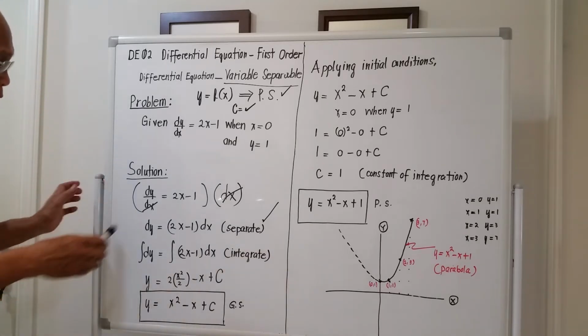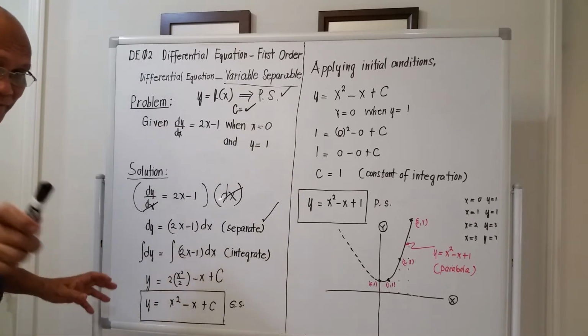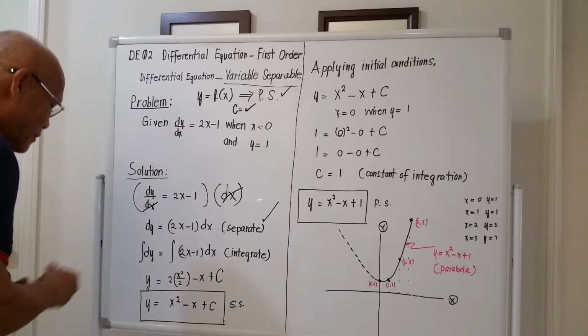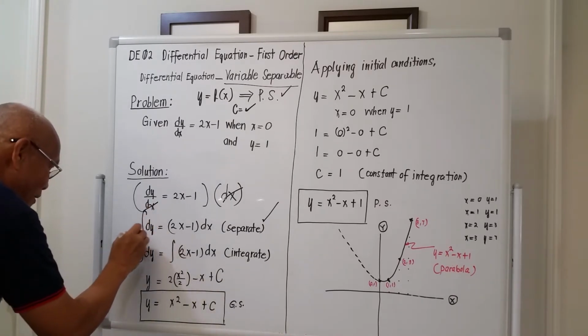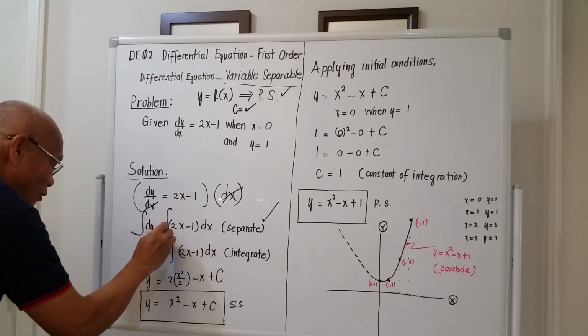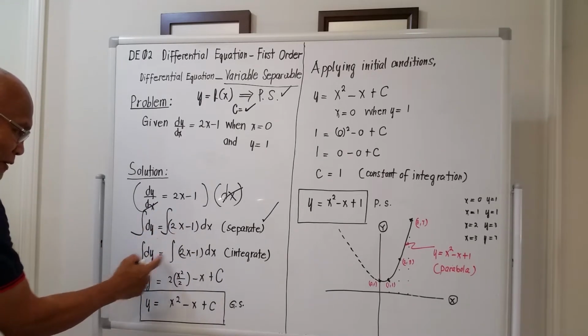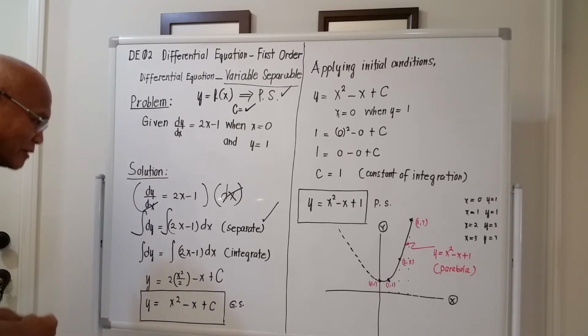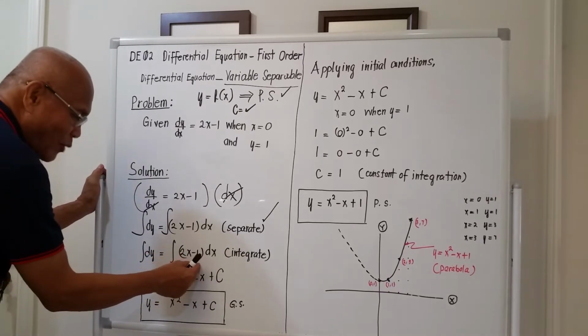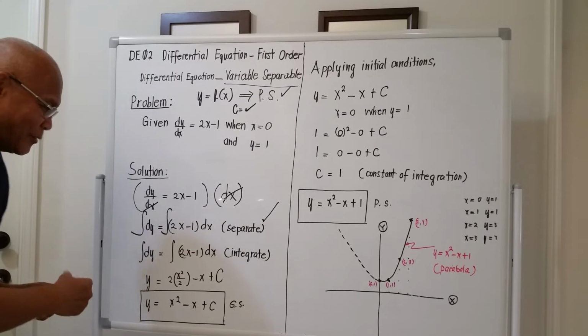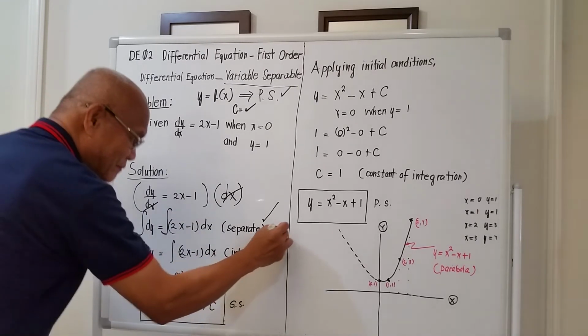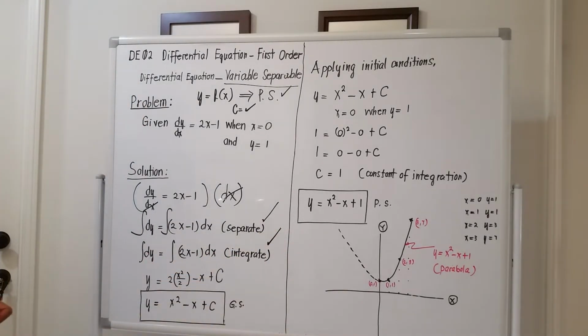Then to solve for y as a function of x, bring out your knowledge of integration. The integral of the left hand side equals the integral of the right hand side, or the integral of the differential of y equals the integral of the quantity 2x minus 1 times dx. We are now integrating, right? Since we are now integrating, that's your problem.